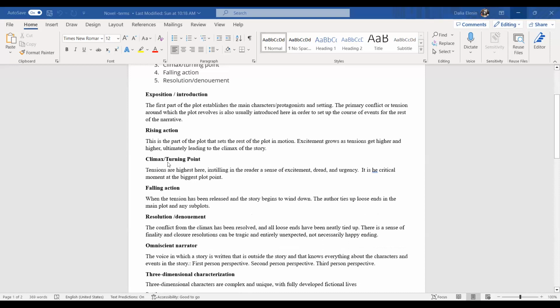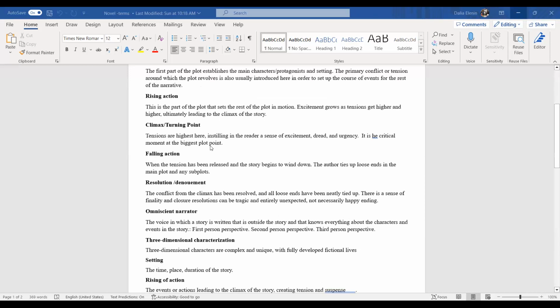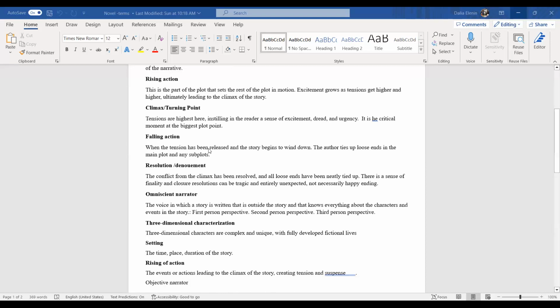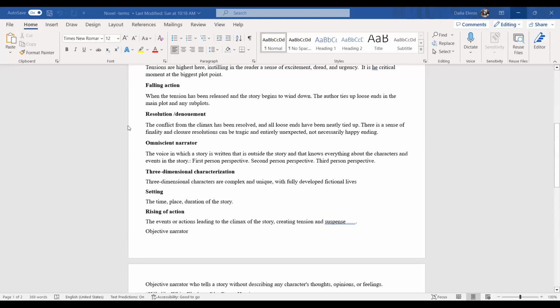Then we move on to the climax, the turning point, the peak of the story, the most important event in the story, where it is highest. And of course, it could be because of the excitement or the urgency, what we call the critical moment here. The falling action is moving towards the end, when the tension starts to release and the story begins to wind down, to become calmer, things to be resolved or explained if there is a mystery or if there is something that is vague.